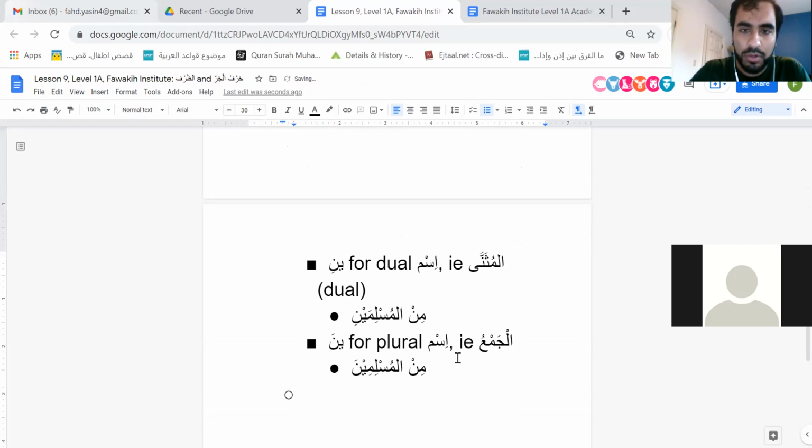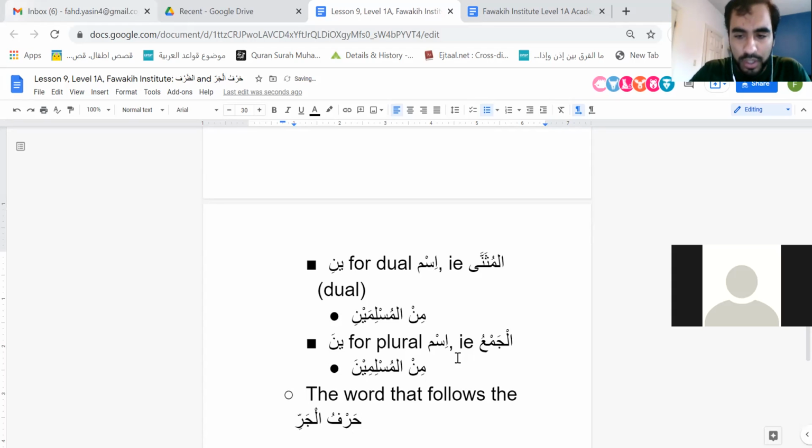So the word that follows the harf jarr, I can type today. The word that follows the harf jarr is in the state of jarr, okay?